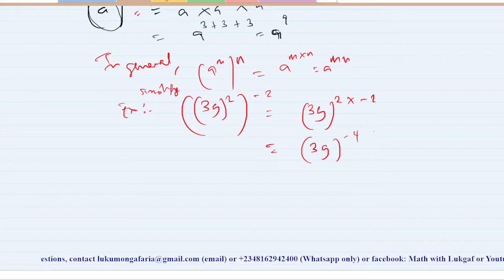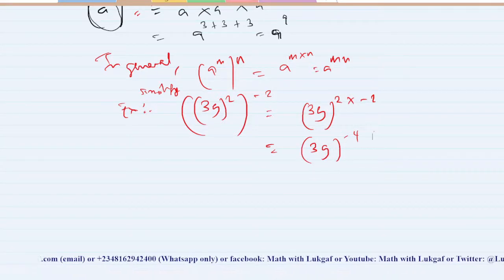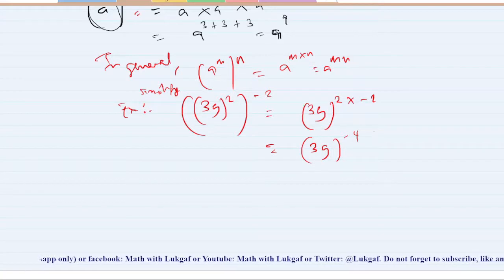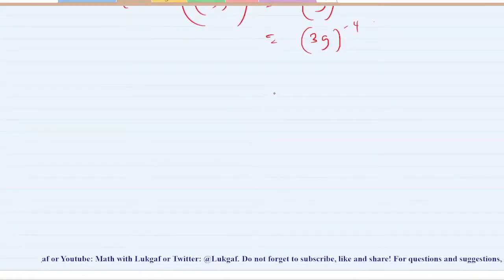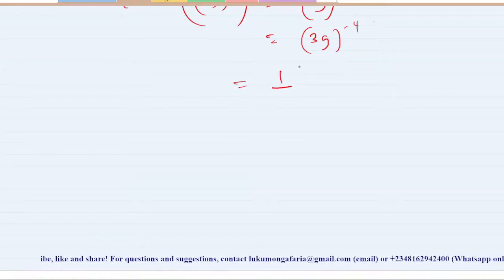Don't forget your bracket, because if you don't put the bracket, then you are saying it is g alone that owns the minus 4, and that is wrong. They own it together. And don't forget your negative index rule. That is when you have something raised by a negative number, it's going to give you the reciprocal of that quantity.